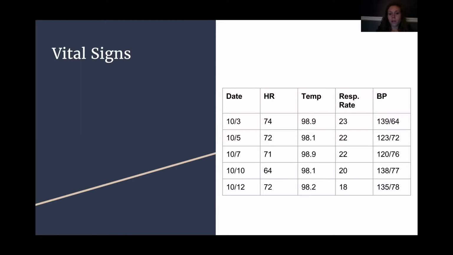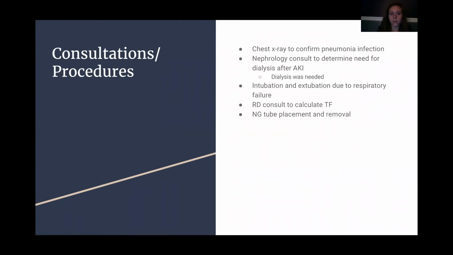And here are his vital signs throughout his stay. His heart rate, temperature, respiratory rate, and blood pressure. His respiratory rate was especially important because he has COPD, and he had respiratory failure upon admission to the hospital and had to be put on the ventilator. So that was especially important.